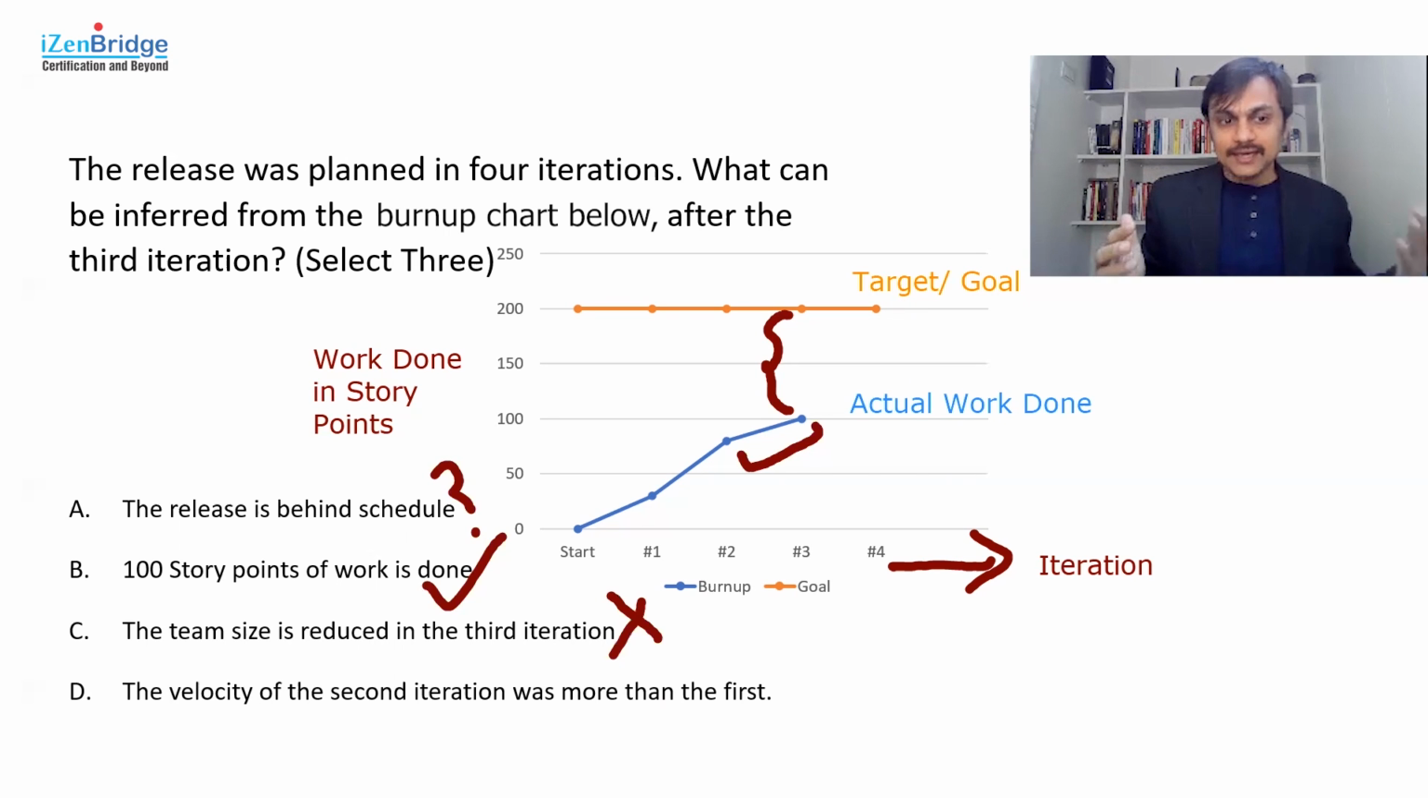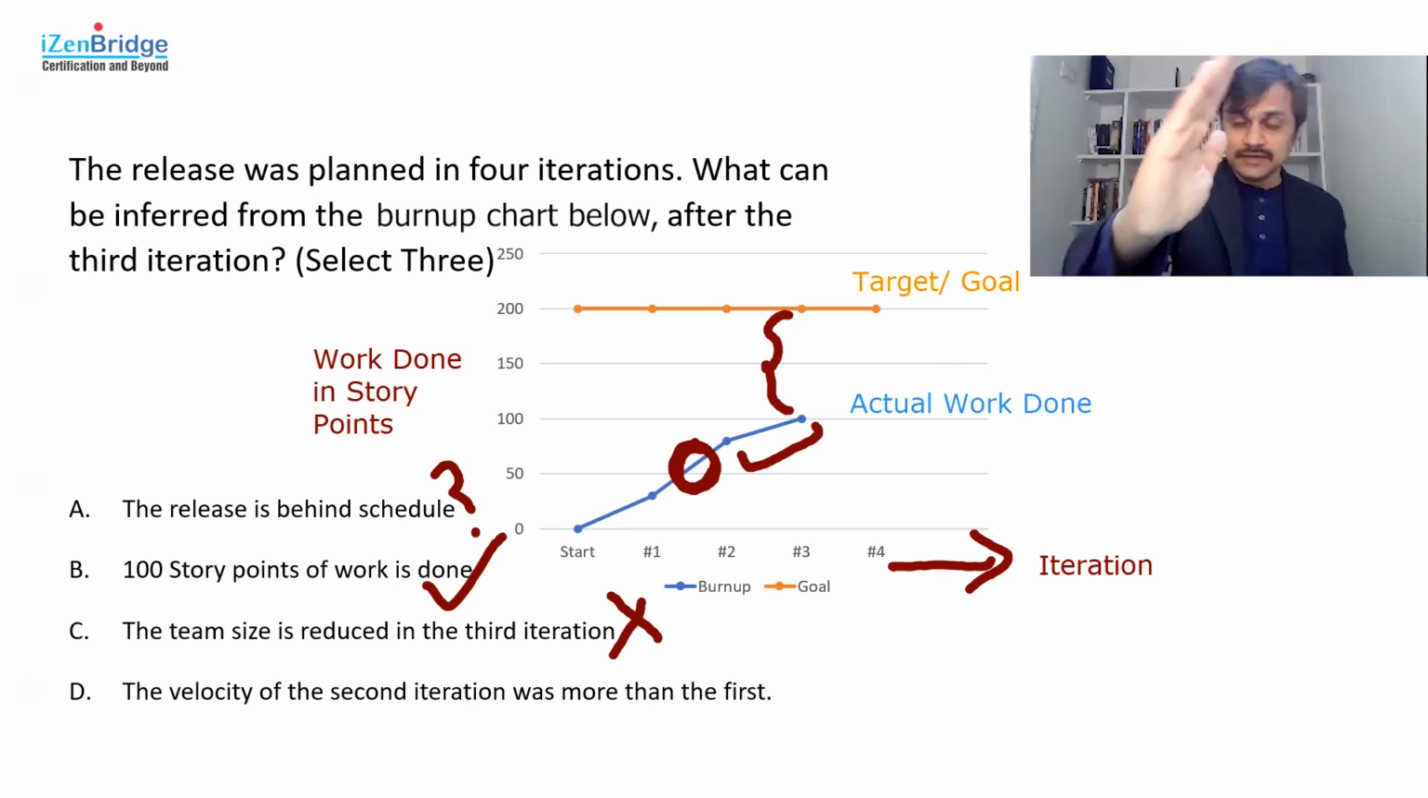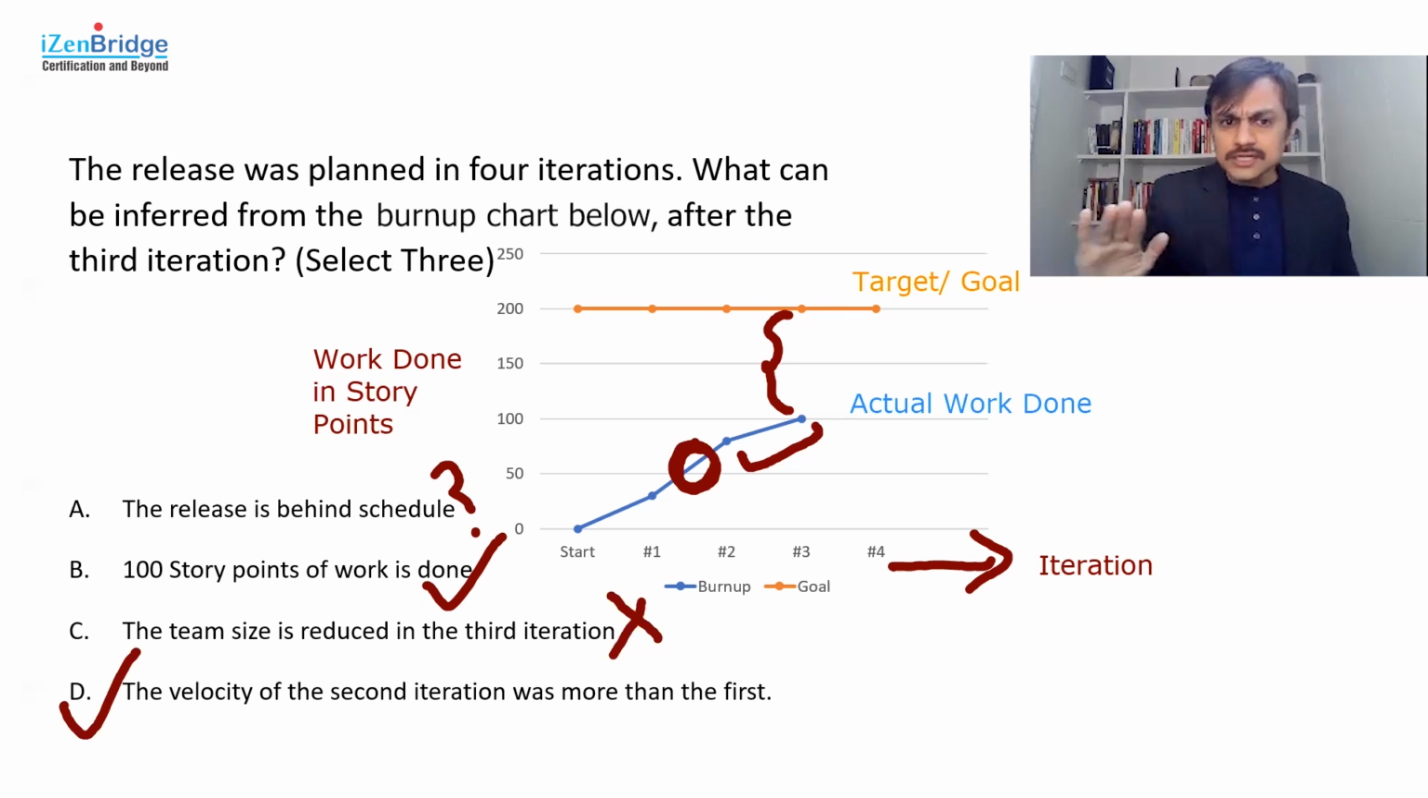The answer is A, B, and D. That's very, very clearly coming. The velocity of the second iteration was more than the first iteration. Somebody will say this is not clear, but it is coming clear from the slope of the line. The slope of the line is steep between first and second, so I can say more points were burned. If I just look here, it was around 30 or 40, but here it was around 50 or 60. That's a very steep line coming in, which makes it clear that this information is pretty much right. So B and D are crystal clear, right?